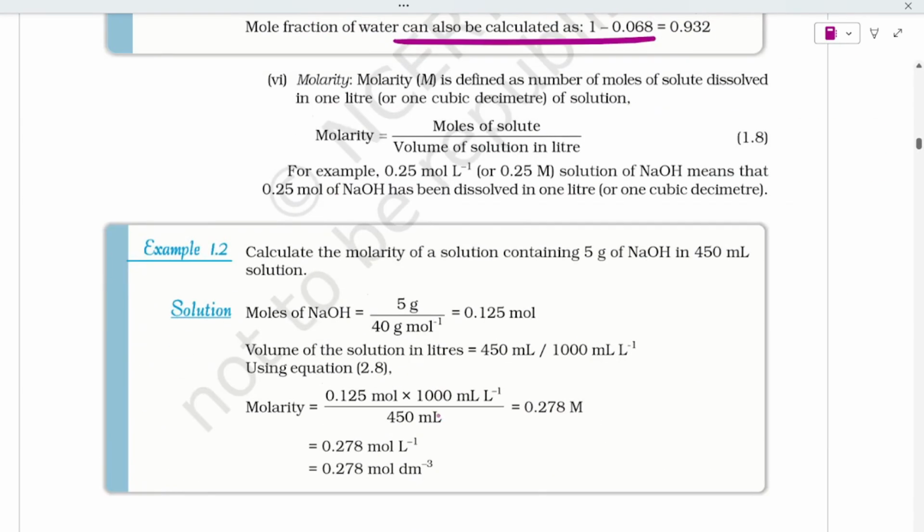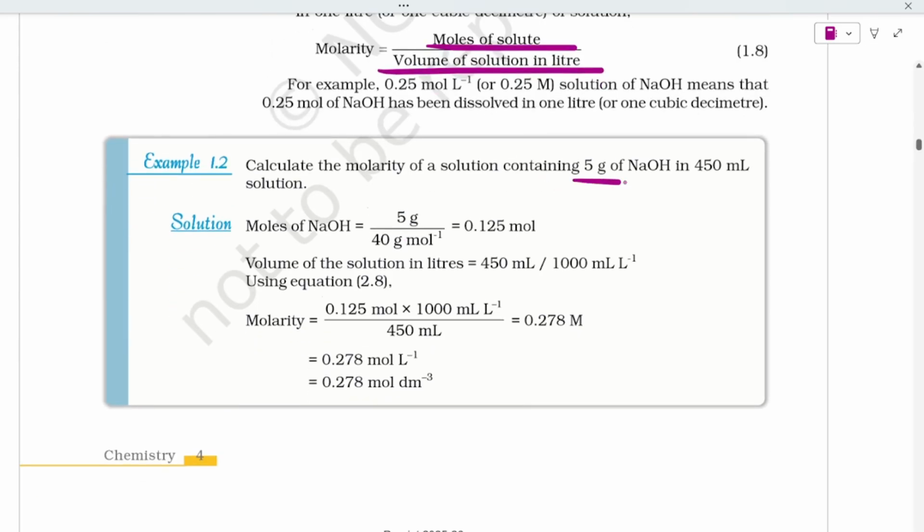And next concept is about molarity. If you take moles of solute divided by volume of solution, if we see this example, they have asked about 5 gram of NaOH in 450 ml of solution. See, 5 gram you take it here, and NaOH you find out the formula, because they have said about NaOH, sodium hydroxide. If you find out the moles, it will be 40 gram per mole. You divide, you will get 0.125.